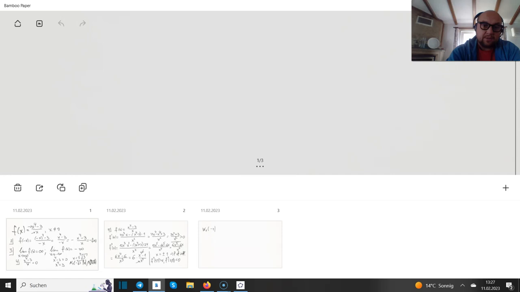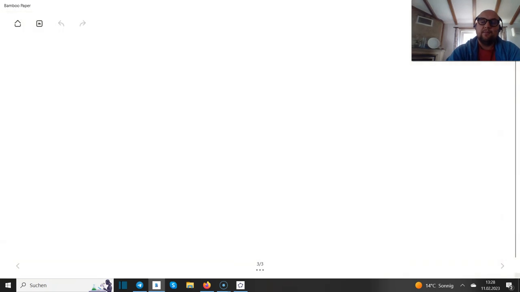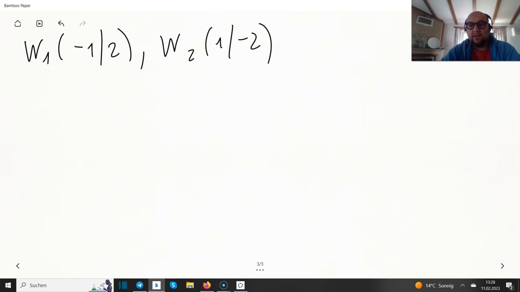So point of inflection 1 is at minus 1. If I'm putting minus 1, I'm going to get 1 minus 3, which is minus 2, divided by minus 1, it's 2. So minus 1, 2. And the second point of inflection is going to be 1, and this time minus 2, because of the symmetry. All right, so the seventh step should be the graph.